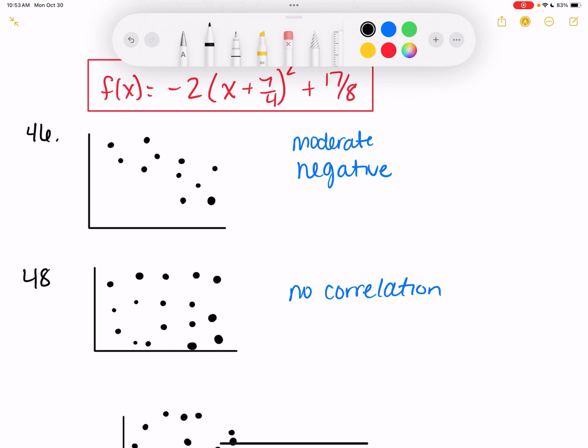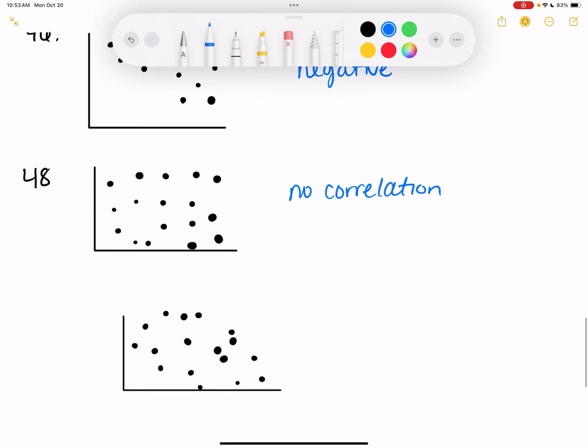Okay, we don't need to do that part of it. I don't know why I had that written there. Oh, that's really big still.